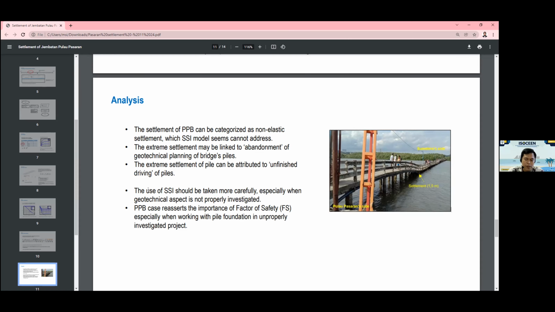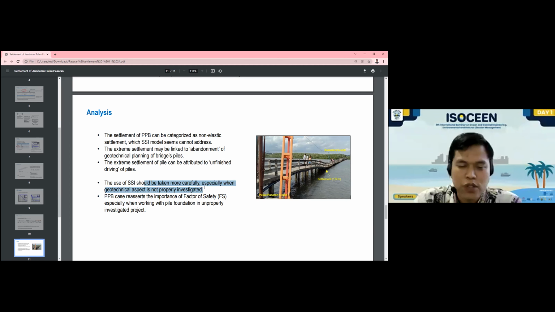And the use of SSI should be taken more carefully if we want to model offshore structures as well as other marine structures. We should take it more carefully, especially when geotechnical aspects are not properly investigated. And again, it reasserts for us the importance of FS, the factor of safety, in designing the piles, as well as designing many infrastructures properly.